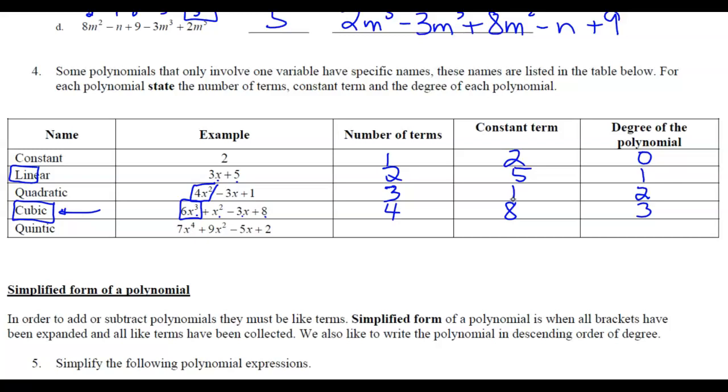Cubic, we already went through. Quintic, those are more grade 12. 30-2 or 30-1, you'll look a lot more at cubics and quintics. Quintic is degree 5. And in this case, we have 4 terms. Again, it doesn't matter how many terms there are. Constant term is 2. But when we say how many terms there are, you always want to collect like terms. Okay? So don't leave it uncollected and then say it has 10 terms if you could really collect some like terms.